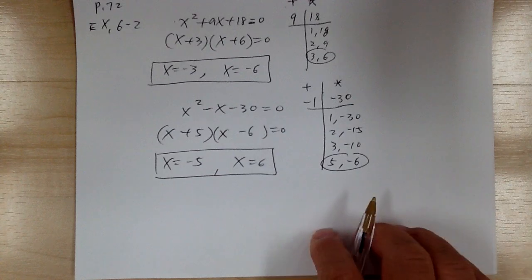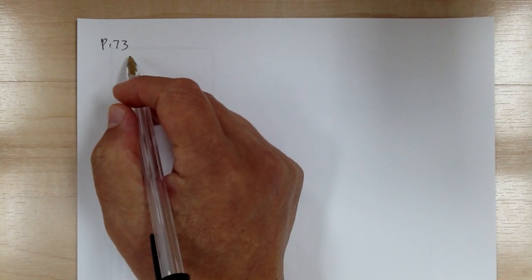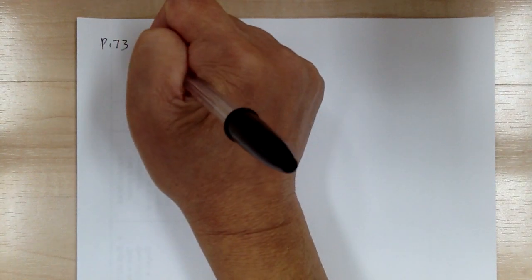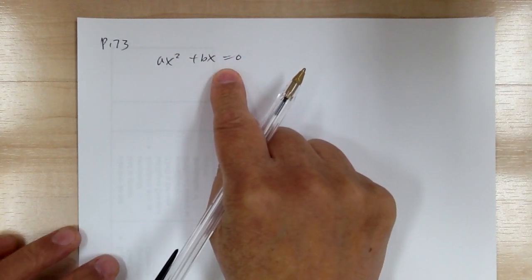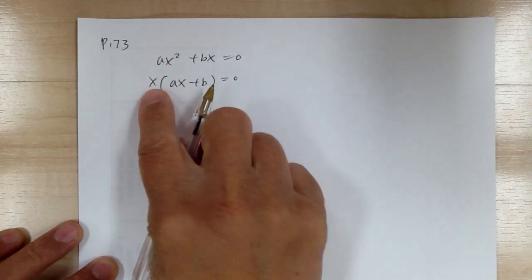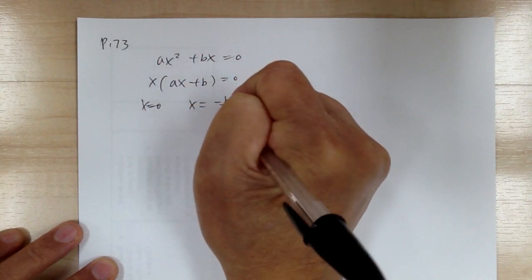Okay, now on page 73, there are some situations. On the bottom of page 73, it says equation in which one root is 0. That's when you don't have the constant term, so when you have ax squared plus bx equal to 0. When you don't have the c, in this case you can just factor out the x. So you get x(ax plus b) equal to 0. When you solve, you're going to get x equal to 0, and over here, you're going to get x equal to negative b over a.